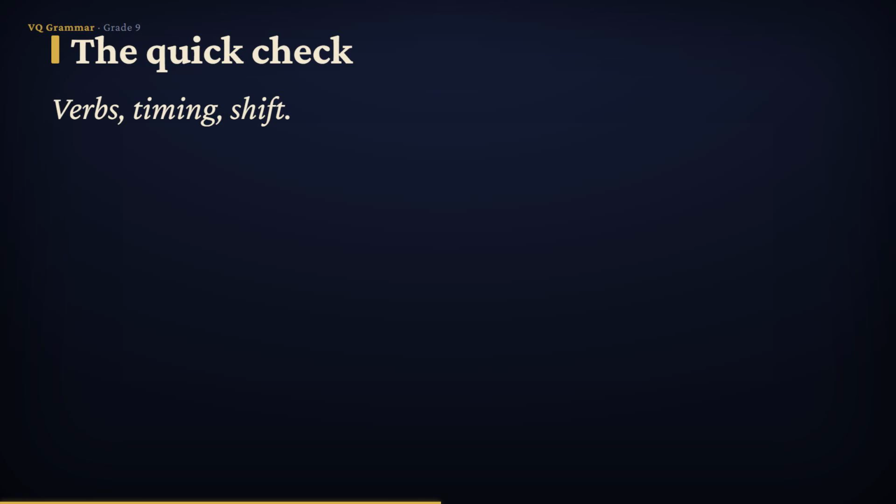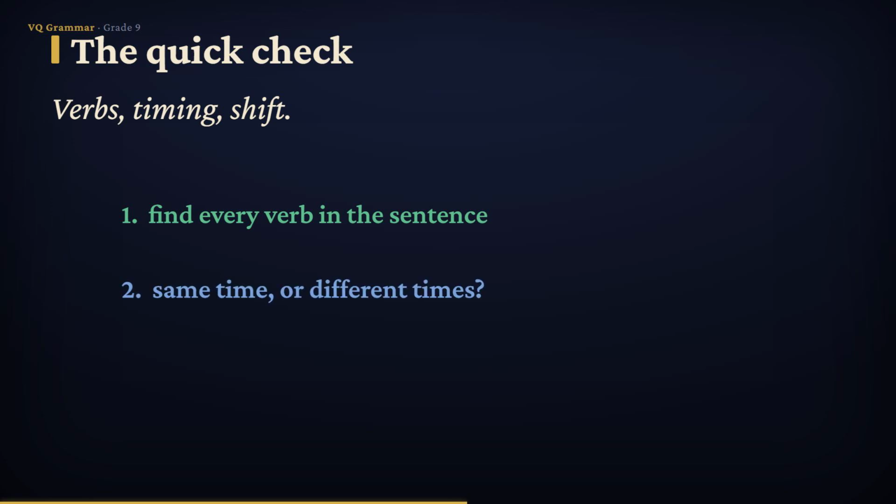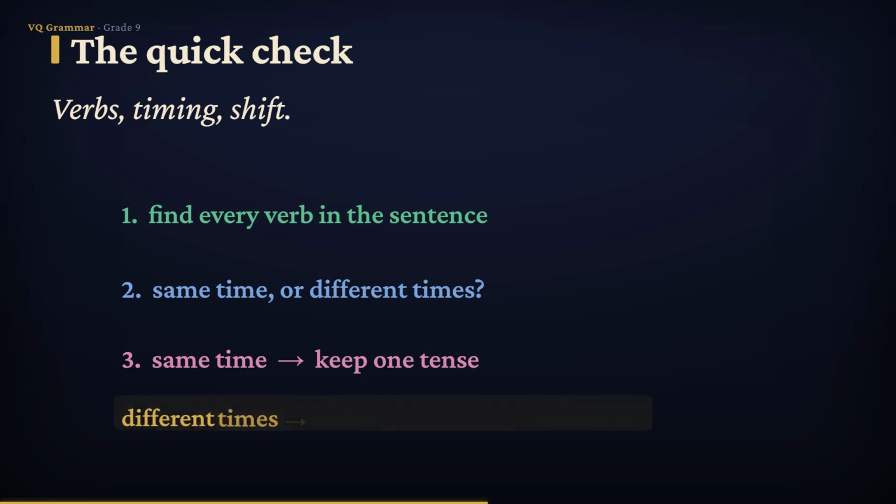Let's turn all of this into a quick check you can run on any sentence. Step 1. Find every verb in the sentence. Step 2. Ask whether the actions happen at the same time or at different times. If they happen at the same time, keep them in one tense, no shift. But if one clearly comes before another, shift the tense to show it. And when both are in the past, that shift is usually the past perfect, had plus a participle. Verbs, timing, shift. That's the whole method.